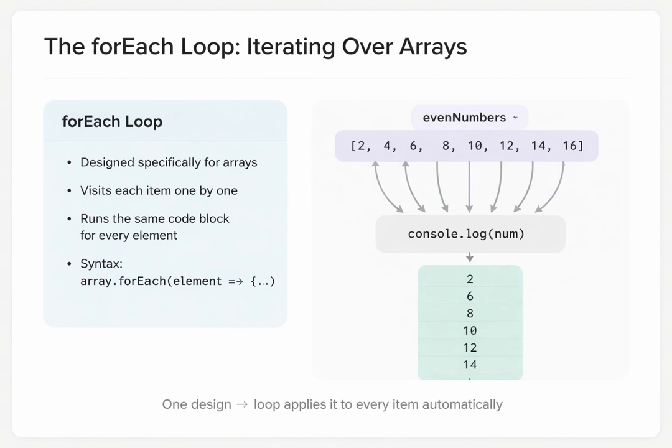The for each loop visits each element in the array, one by one, and runs your code block for that element. In the example here, we have an array called even numbers with 8 values. Instead of writing 8 separate console.log statements, we write 1, using a variable like num to represent each item as the loop goes through them. The loop takes care of the rest, printing each value in sequence.